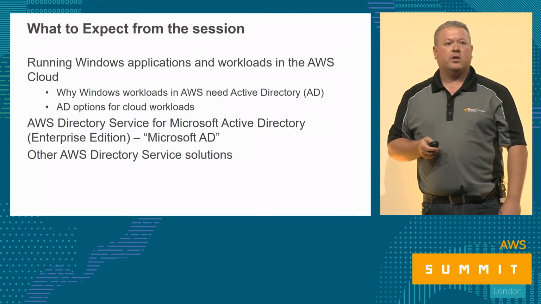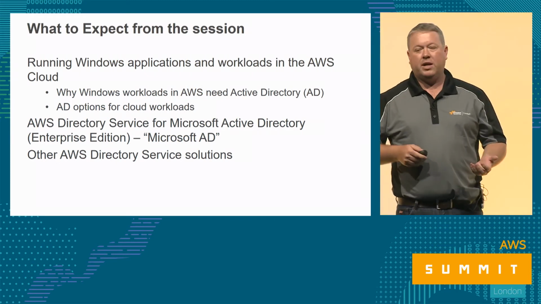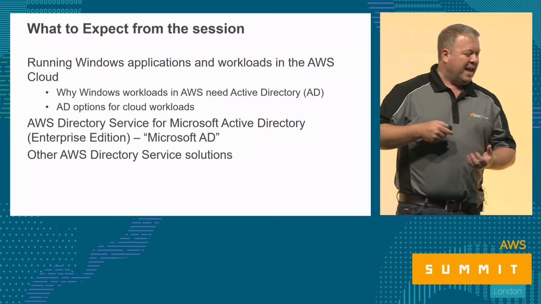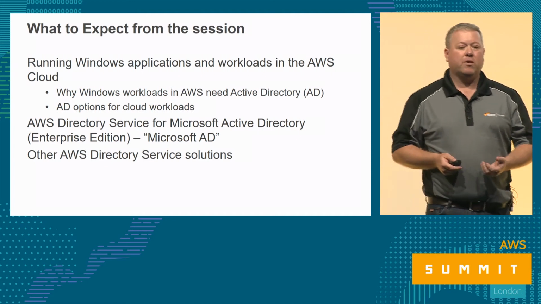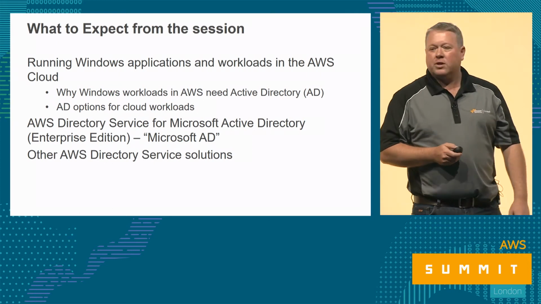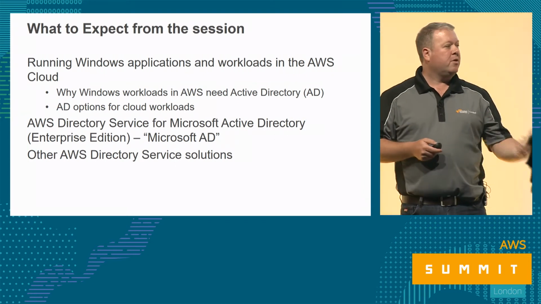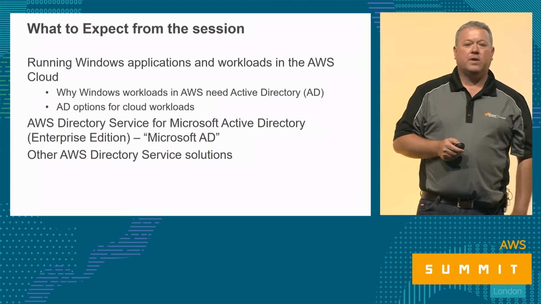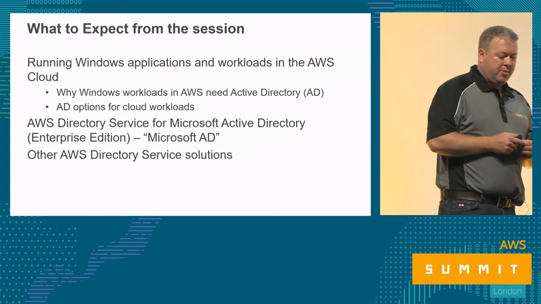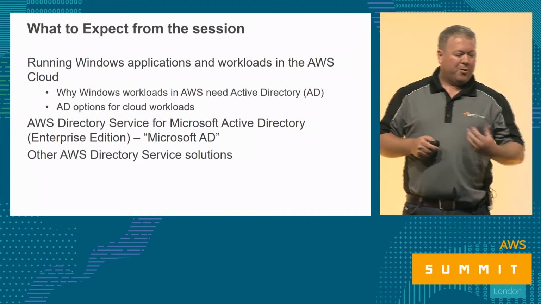So what do we expect from this session? The first thing is running Windows applications and workloads. Why do workloads need Active Directory? Fairly straightforward. At the end of the day, we all understand this concept that anything that's domain joined is being done for single sign-on. So it's an end-user experience. We're going to talk about the AD options for the cloud. Whether I'm talking to an on-premise Active Directory, whether I replicate to the cloud, or whether I'm going to use the AWS Microsoft AD, and we'll cover that shortly. And at the end of this, we're going to talk about the AWS Directory Service for Microsoft Active Directory Enterprise Edition. Again, another mouthful, but we call this Microsoft AD.